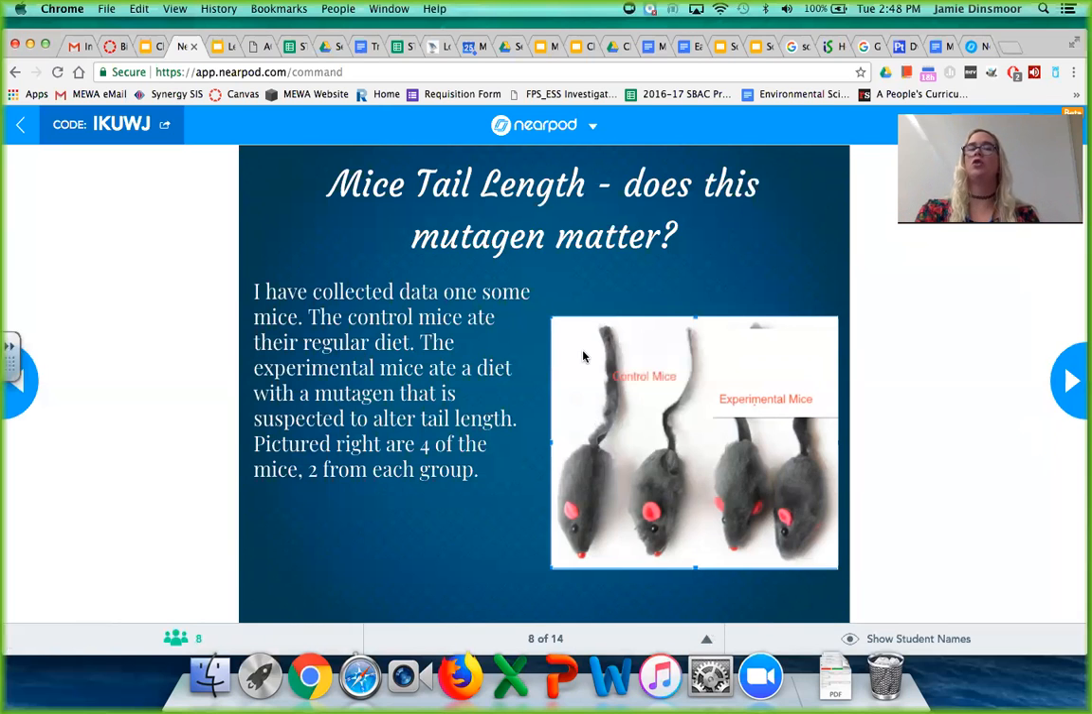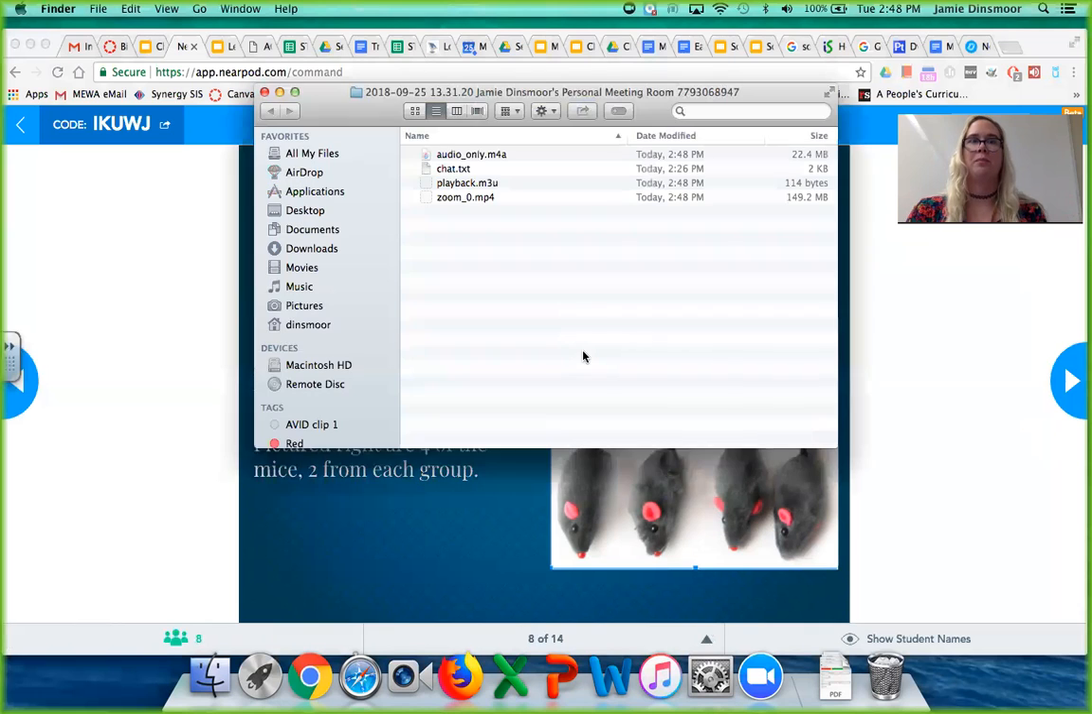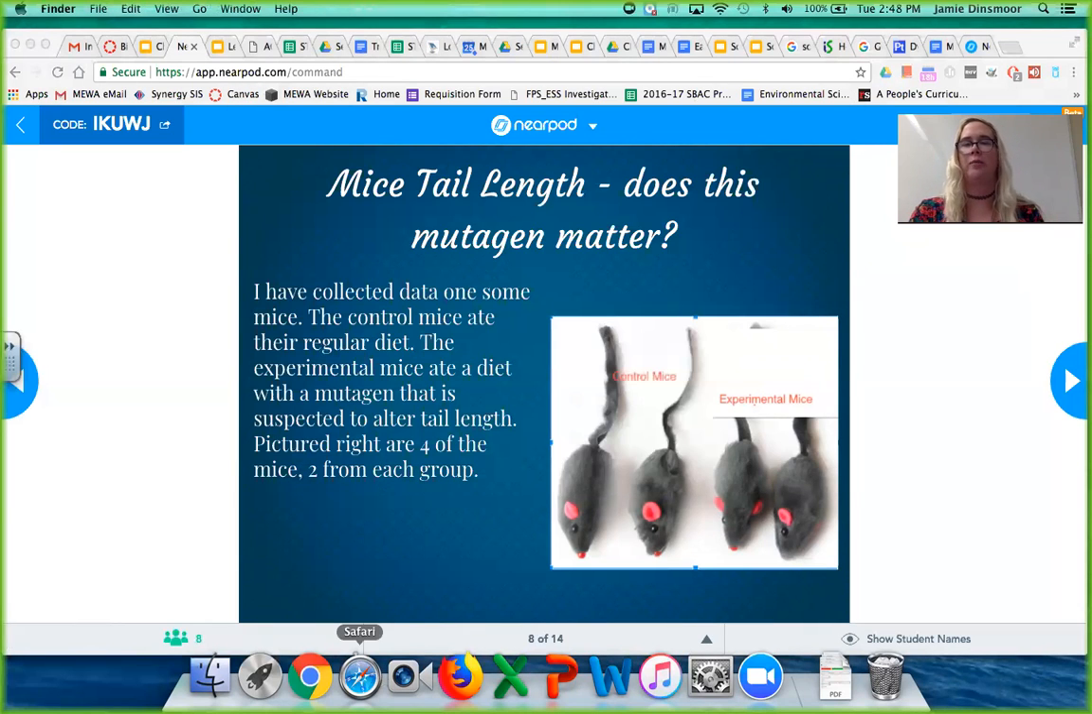So here's two examples of mice from each group. Now, if I saw these mice, I had just pulled them out of their cage and I looked at some of the experimental mice, I'd go, ooh, it does look like this is having an effect, right? The experimental mice tails are short. So that seems like maybe something's going on there, right? So then I would start to analyze my data.